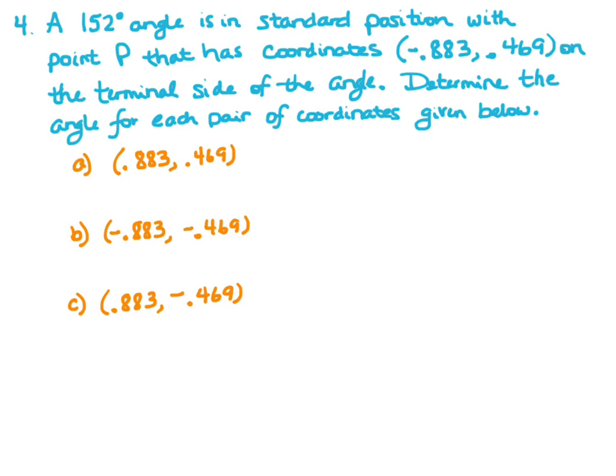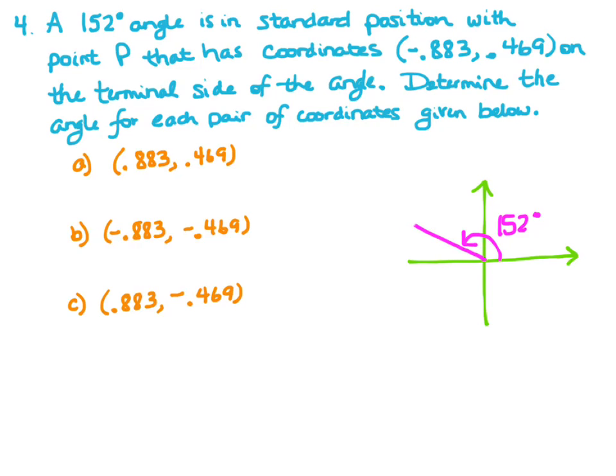All right, next question, and probably the last question for this video. A 152 degree angle is in standard position with point P that has coordinates (-0.883, 0.469) on the terminal side of the angle. Determine the angle for each pair of coordinates given below. So I'm going to sketch a picture real quick of our given angle, which is 152 degrees. So that's going to be over here in quadrant 2. 152 degrees.